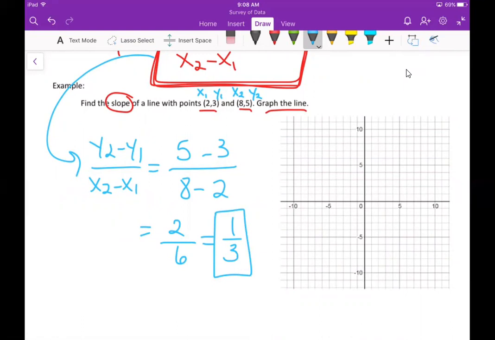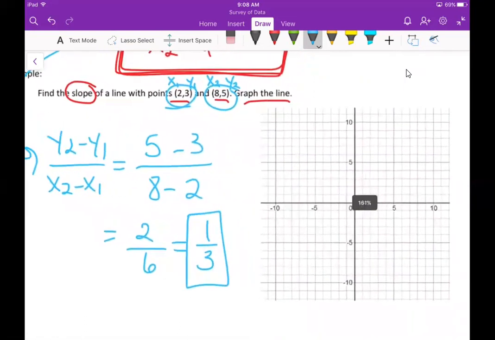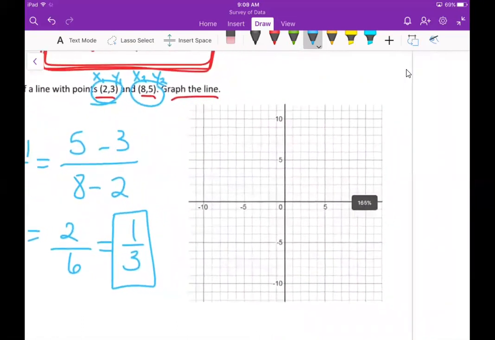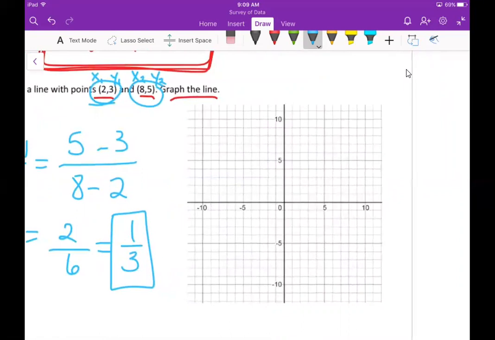So what we're going to do is graph this line. Now, so far, I at least know 2 points on this line. So let's graph those 2 points on a grid and see if we can visualize from just those 2 points what a slope of 1/3 looks like. So I want the point 2, 3. So 2, 3 would be right about here. Okay, and the point 8, 5 right there.